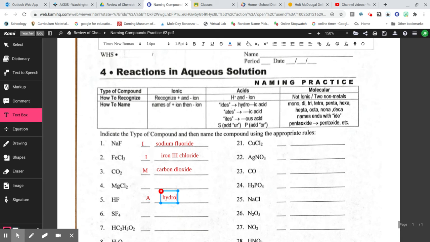And then what does F stand for? Fluoride. So we're going to change the IDE to IC. So we'll have hydrofluoric acid.